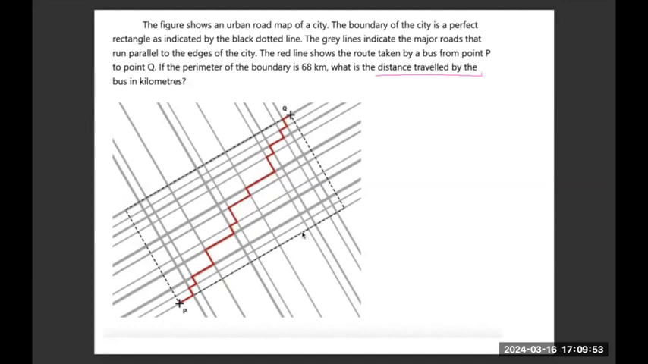Very simple. What is asked is the distance traveled by the bus along the red route. We have to find the length of the red route. We are given the perimeter of the rectangle, which is 68 kilometers. Now, if you look at the red route, we have to find the relationship of the red route with the overall perimeter. If you see the red route, it actually traces each and every part.